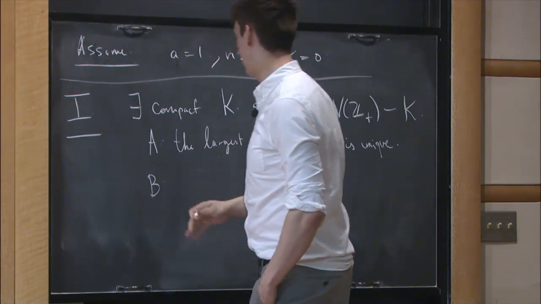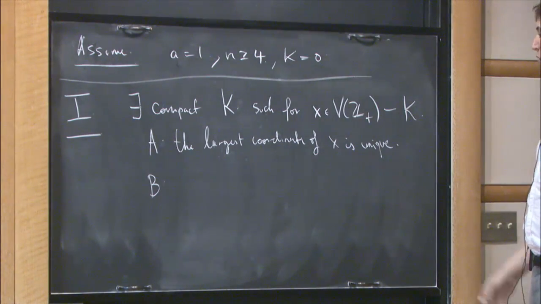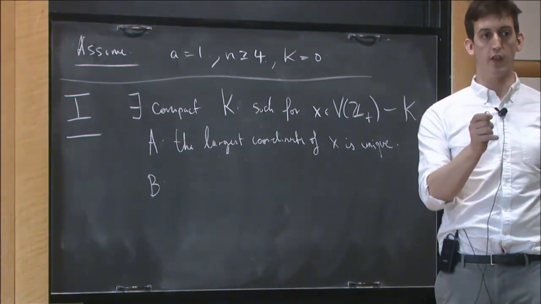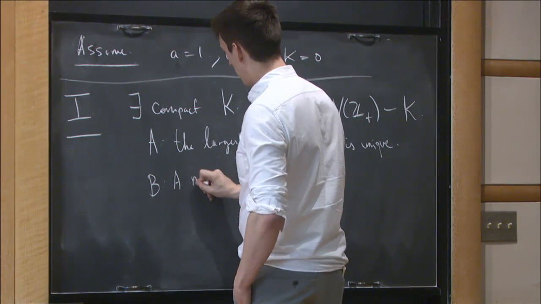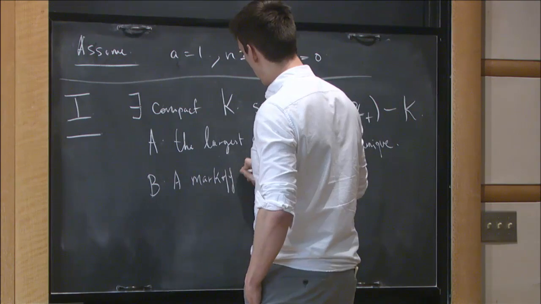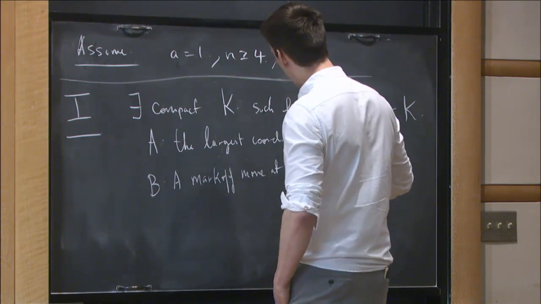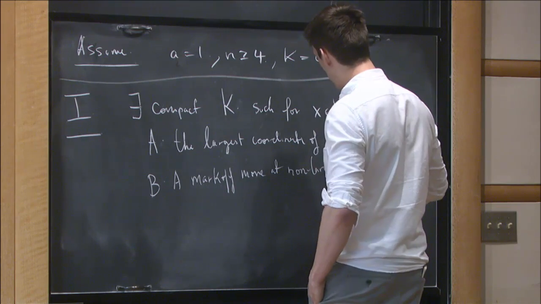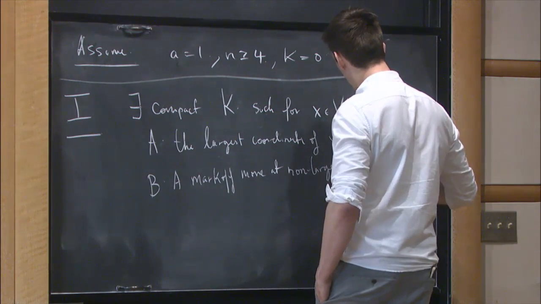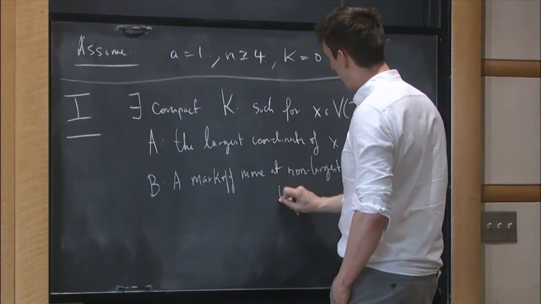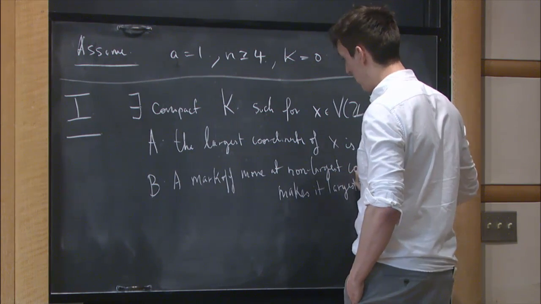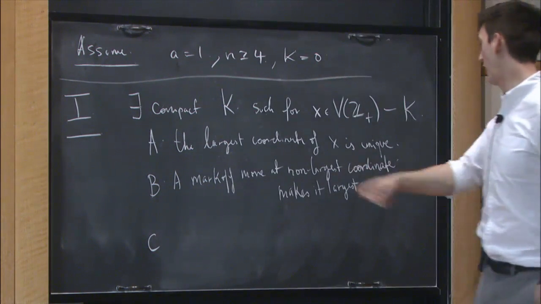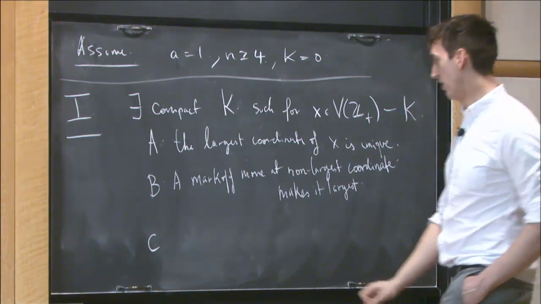Okay, that's just psychological, mostly. B, if you do a Markov move at a coordinate which is not the largest, it becomes the largest. A Markov move at the non-largest coordinate makes it the largest. And C is the same sentence with non-largest and largest interchanged. So let me write it like this.